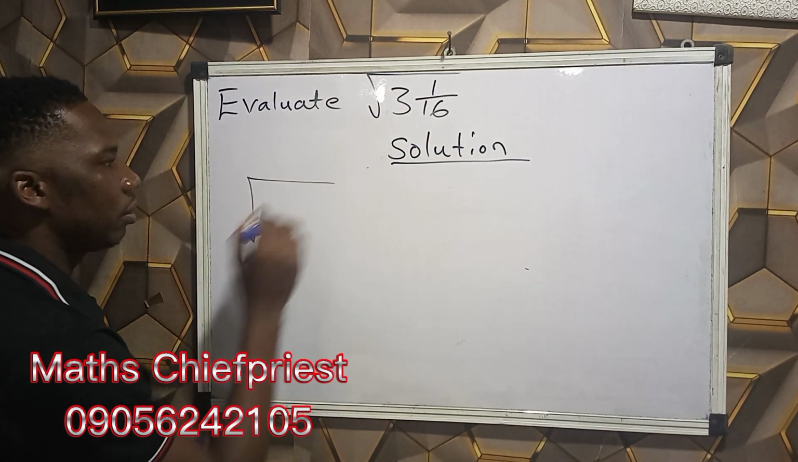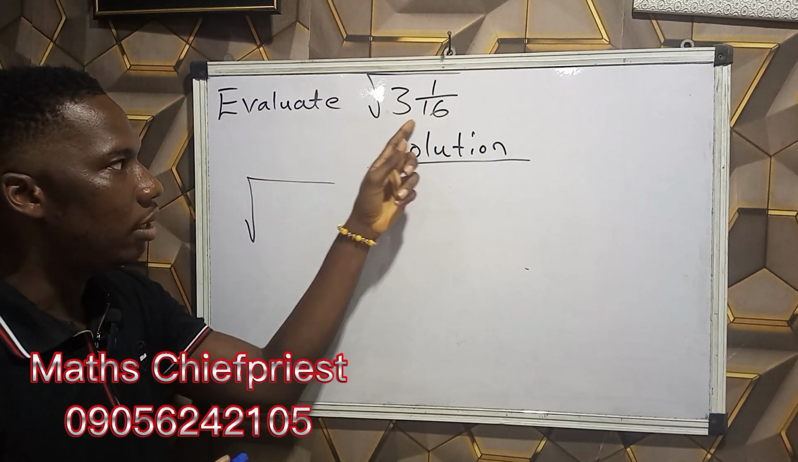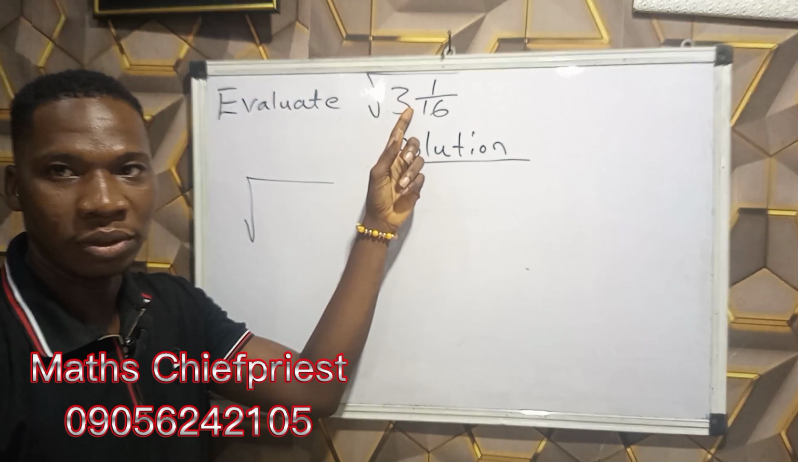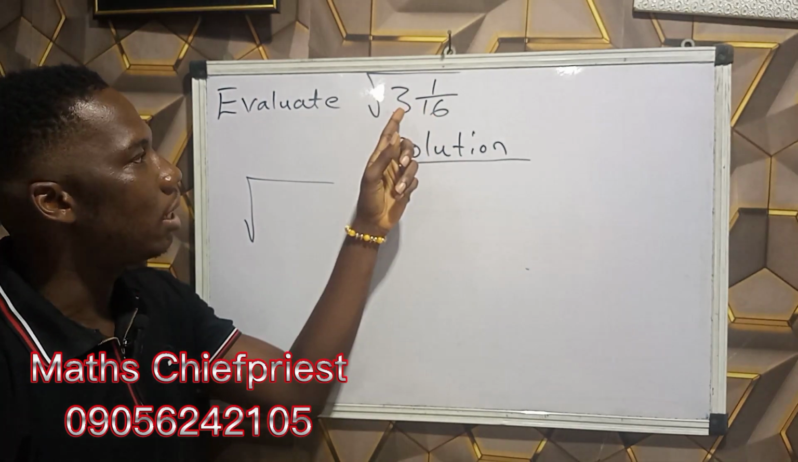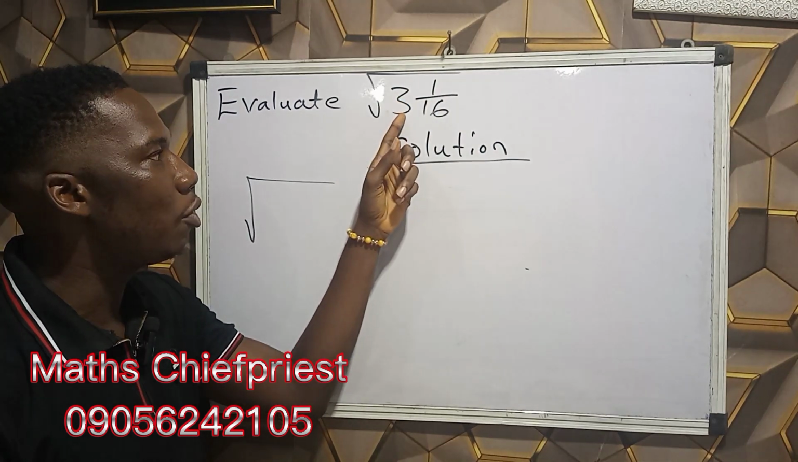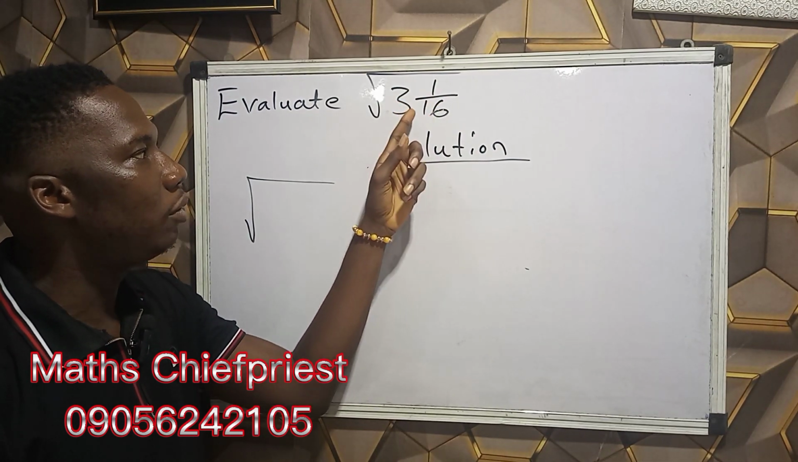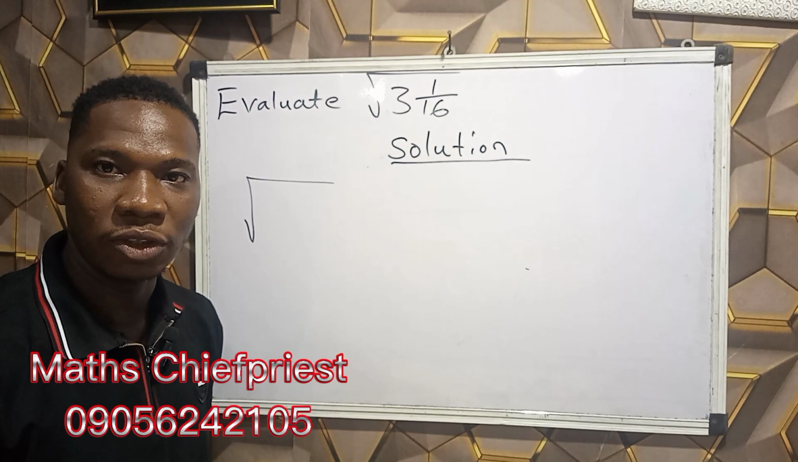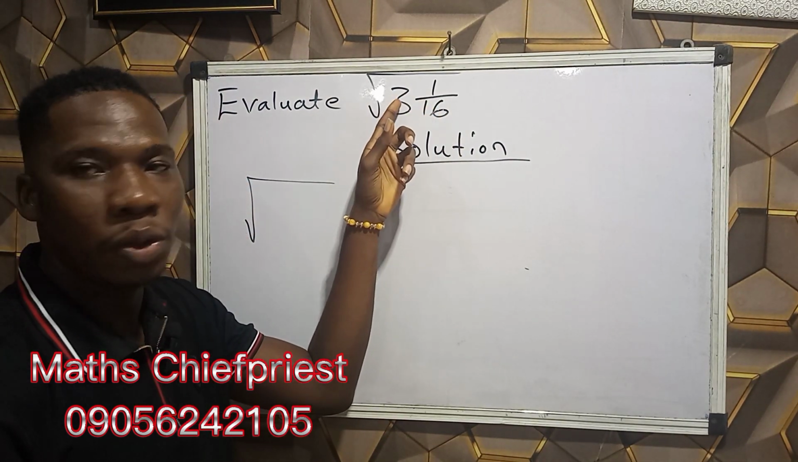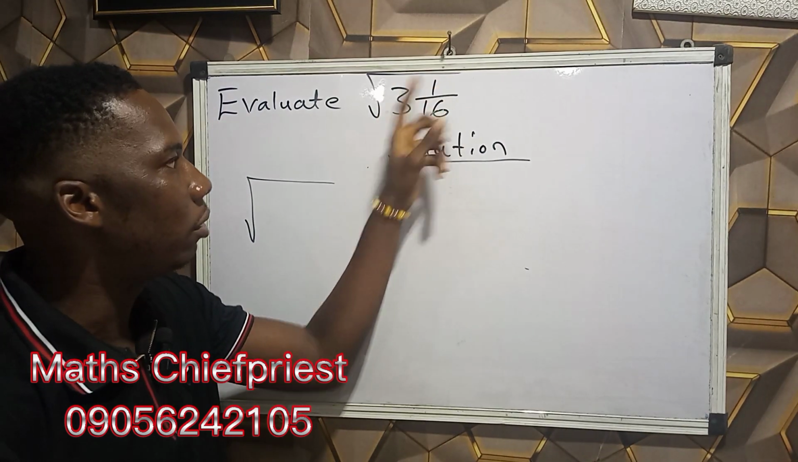The square root. This is a fraction, but what fraction is this? This is a mixed fraction. Why is it a mixed fraction? It has a whole number and a proper fraction. How do you change a mixed fraction to an improper fraction? You multiply the denominator with the whole number, then add the numerator.